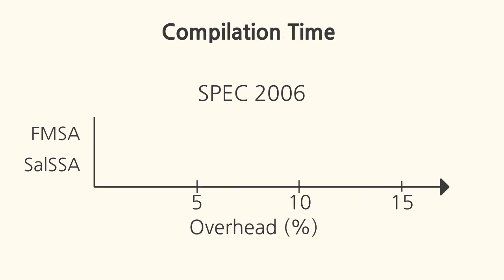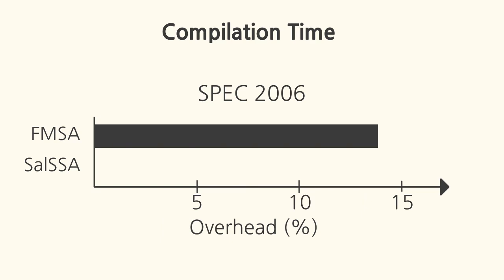SalSSA also has a much smaller compilation overhead than our previous technique. Because the sequence alignment algorithm is quadratic in time and space, reducing the average size of sequences by almost half is very beneficial for both compilation time and memory usage. And that impact is what we're observing in this evaluation.